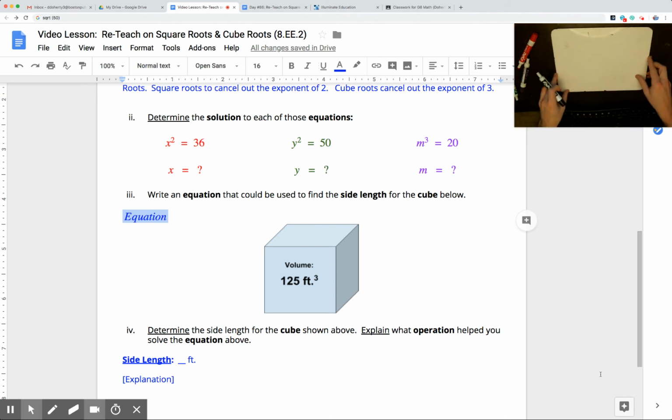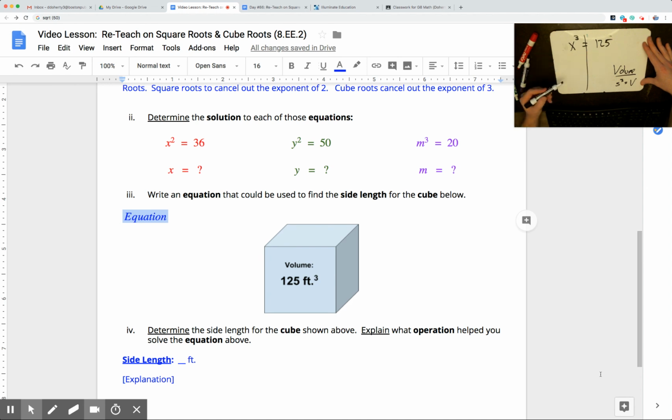As you're coming back after pausing the video and trying to solve part 3 and part 4 on your own, the equation you should have gotten, if x is the side length of this cube, x cubed should equal 125 because the volume of a cube is side length cubed, whatever the side length is, s, to the third power always gives us the volume. Remember, length times width times height, and for a cube, the length and the width are all the same side lengths. That would be part 3.